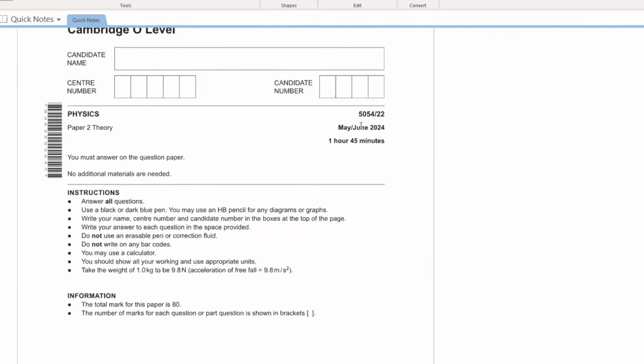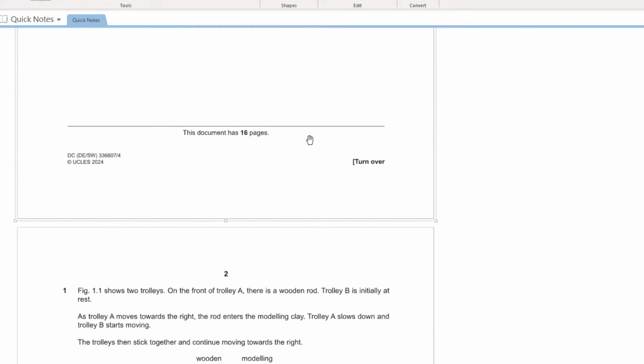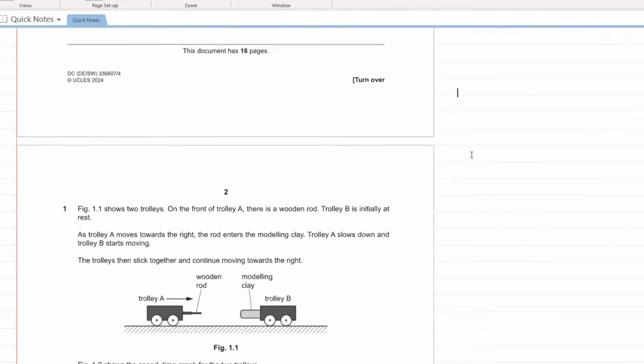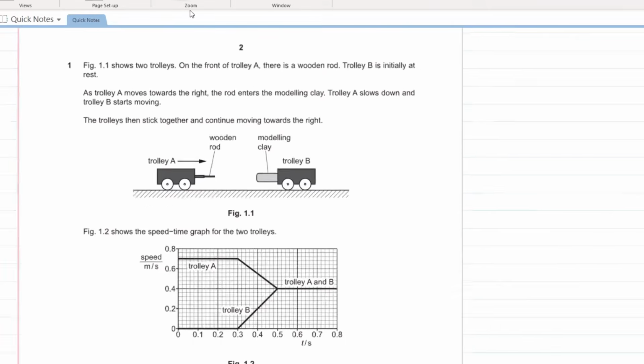Chalo. So this is May June 2024, paper 2, variant 2, 1 hour 45 minutes. Let's see the first question.